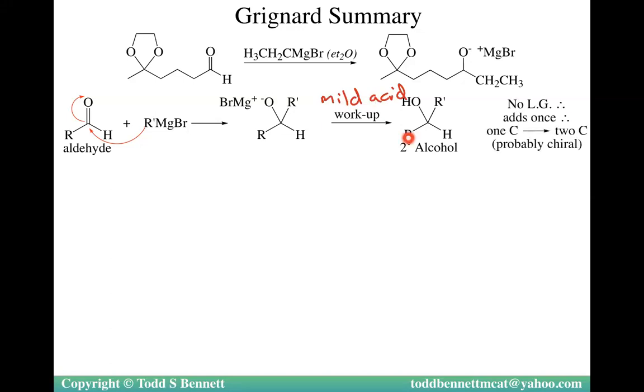Note that this one has H, R, R prime. As long as R prime is different than R, you're going to get a chiral center. So this one almost always gets a chiral center. So it adds once because there's no leaving group, and you go from 1 carbon to 2 carbons, you're guaranteed to have 3 different things at least. In all likelihood, you have a chiral center.